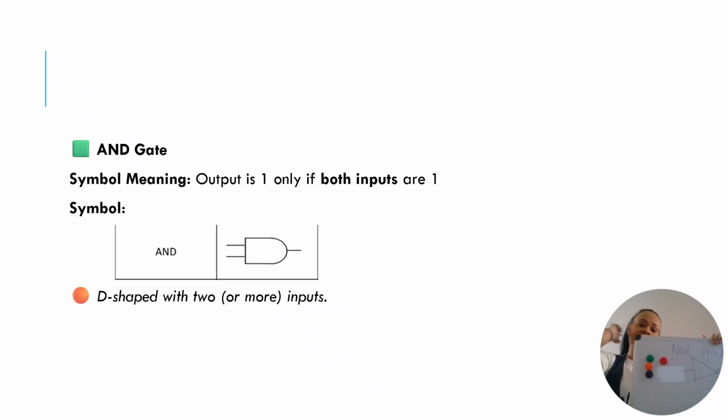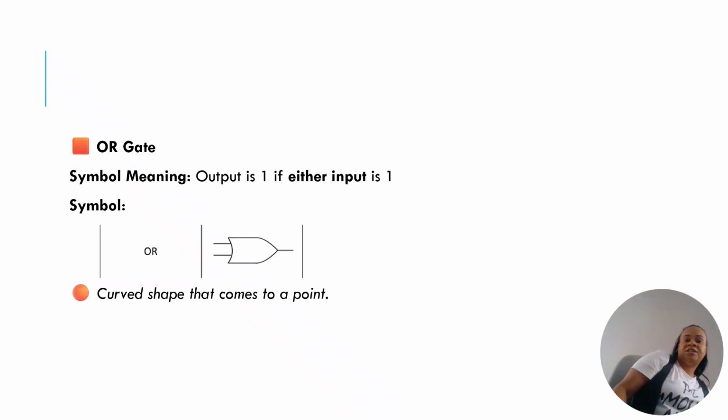And AND gates, we've just discussed that, haven't we? Where we need to make sure that we have two inputs. And I always say it's like a bit of a D. It's D shaped with two inputs, okay? And both have to be on for you to get an output. So that has to be on, that has to be on, for that to be on. Okay? Good stuff.